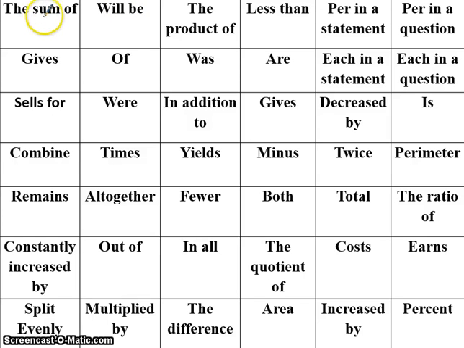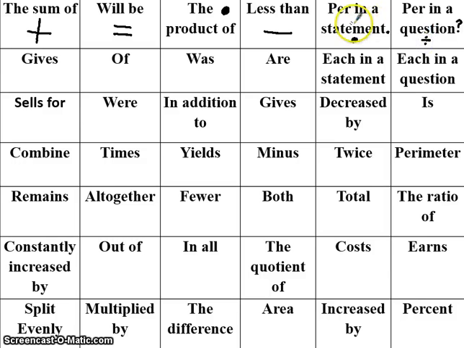The sum of: add. Is: equals. The product of: multiplication. Less than: subtract. Per in a statement. That means in a statement that ends with a period. Per in a statement means multiply. Per in a question, however, means to divide.